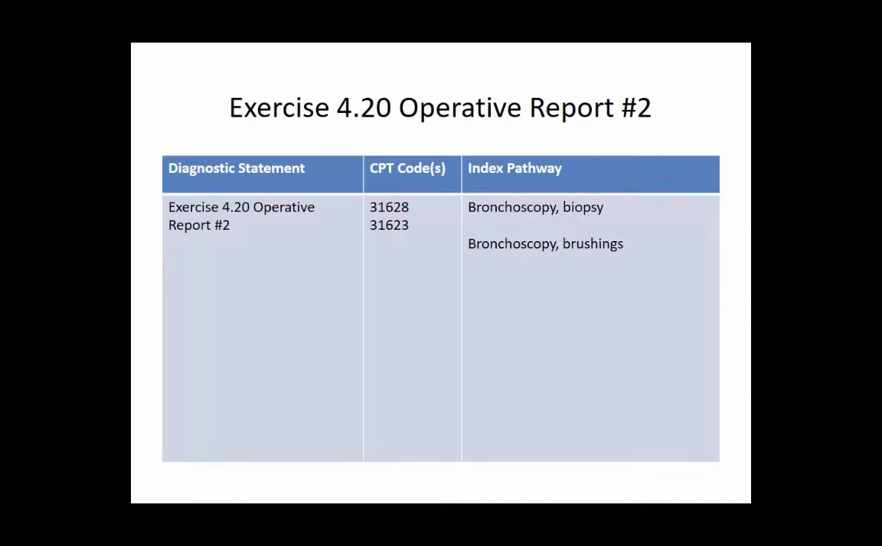Exercise 420, number 2, is an operative report in your textbook, and these are the answers.